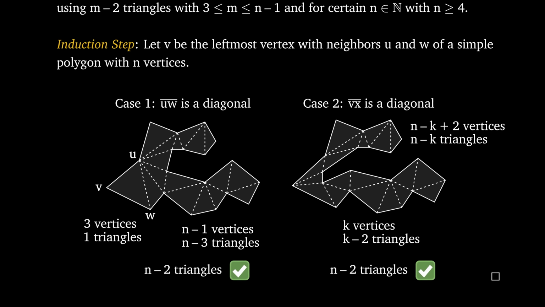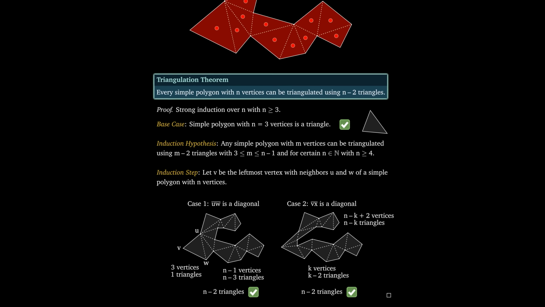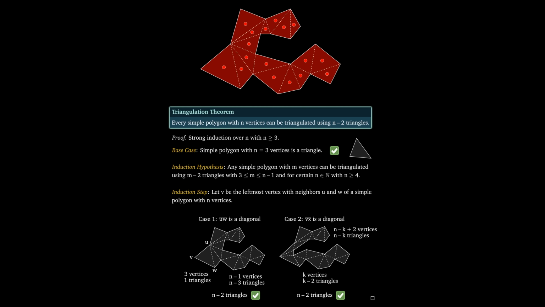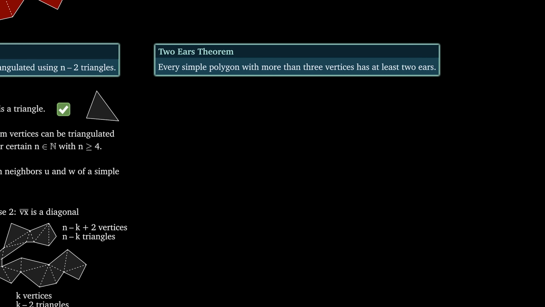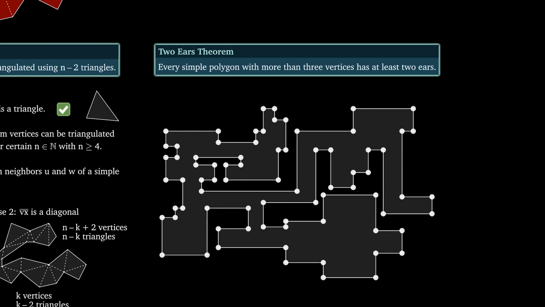The previous proof is constructive in the sense that it actually contains the idea of how to triangulate a simple polygon. Together with the so-called two-ears theorem, which states that every simple polygon with more than 3 vertices has at least 2 ears, it follows that any simple polygon with more than 3 vertices must contain an ear that can be clipped off. Therefore, the idea behind the famous triangulation algorithm is to simply iterate over all ears of the polygon and draw a line between their neighboring vertices.